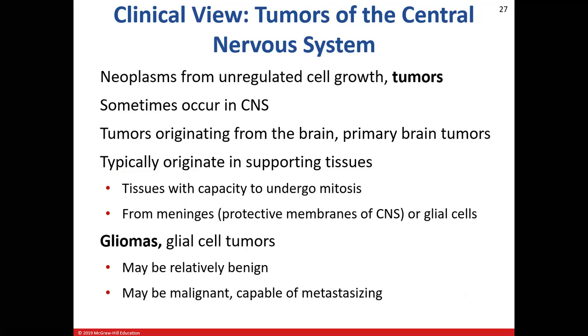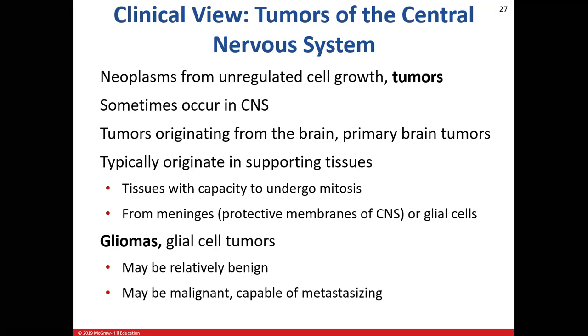So let's look at a clinical view of our nervous system up to this point. And we start to look at tumors. Now, tumors essentially are neoplasms from some unregulated cell growth. And these are what we refer to as tumors. They sometimes occur in the CNS, and tumors originating from the brain are what we know as primary brain tumors.